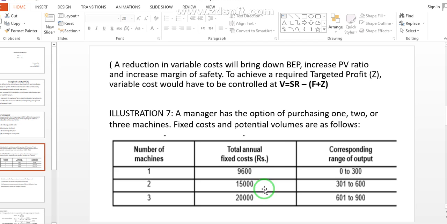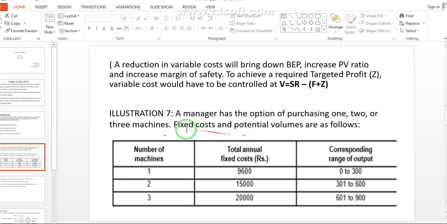They are focusing on the break-even point. So I'm going to put it in a simple way. A person by the name of manager is trying to select 1 machine for the purpose of operation. The data and information of the machines are given respectively. The annual fixed cost is given as 1, 2, 3, and then the corresponding range of output is also given.